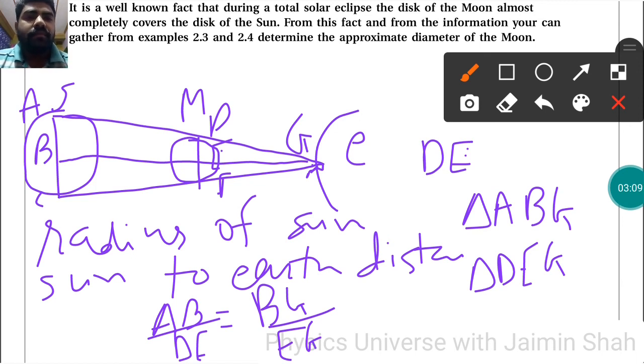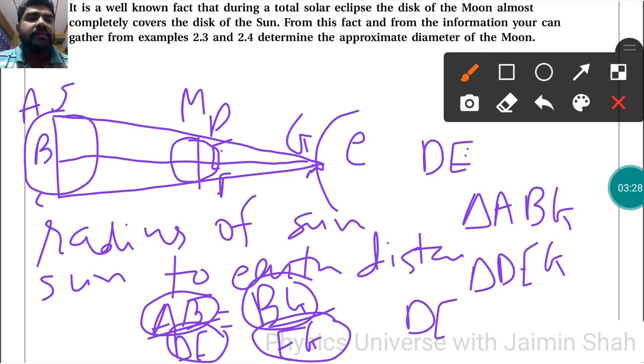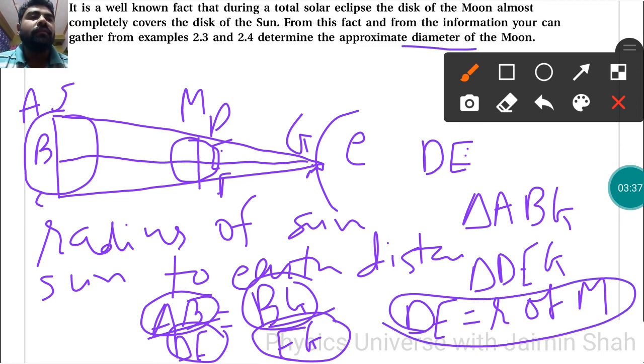So see, AB is the radius of the sun, BG is the distance between the sun and earth, which we also have. EG is the distance between the moon and earth, which we also have from examples 2.3 and 2.4. We only have to find DE. DE is the radius of the moon, right? So if you multiply DE by 2, you will get the diameter of the moon, right? So you have to calculate all the terms by yourselves from the data in examples 2.3 and 2.4.